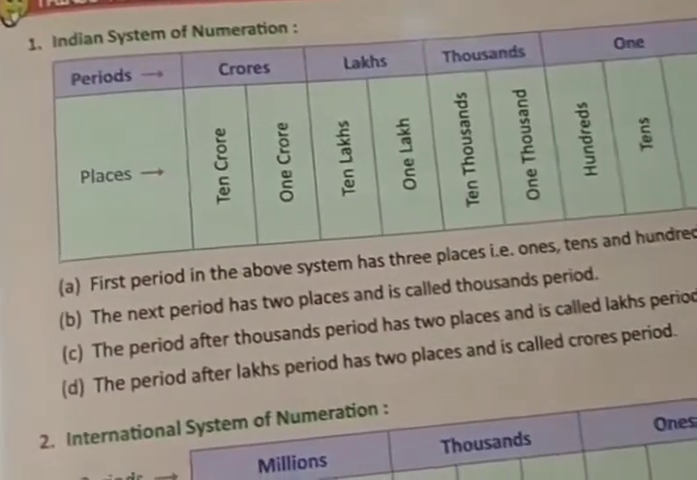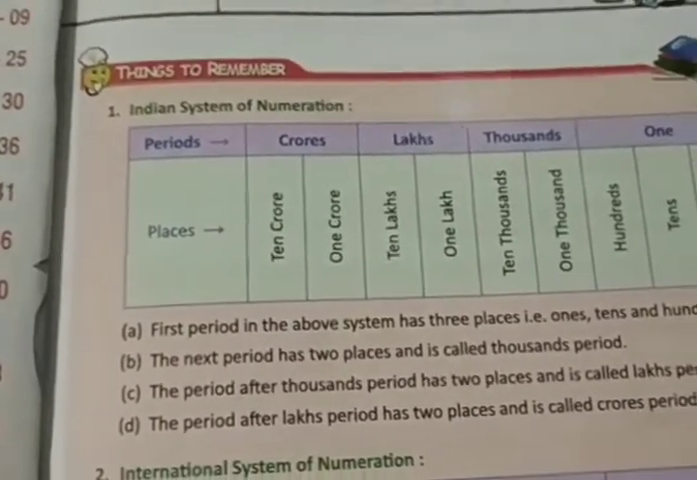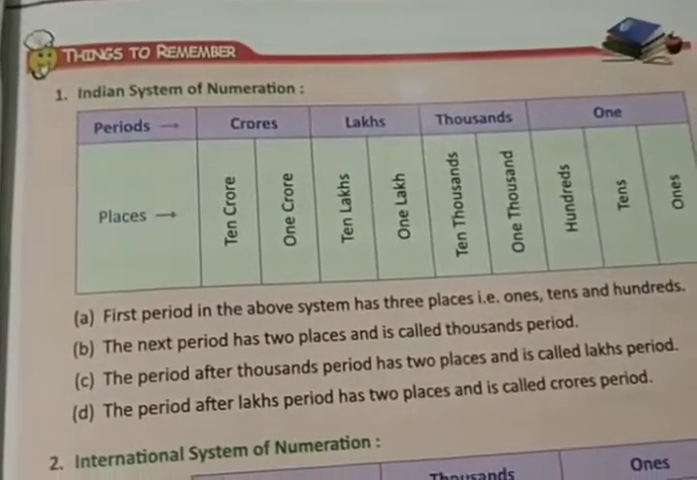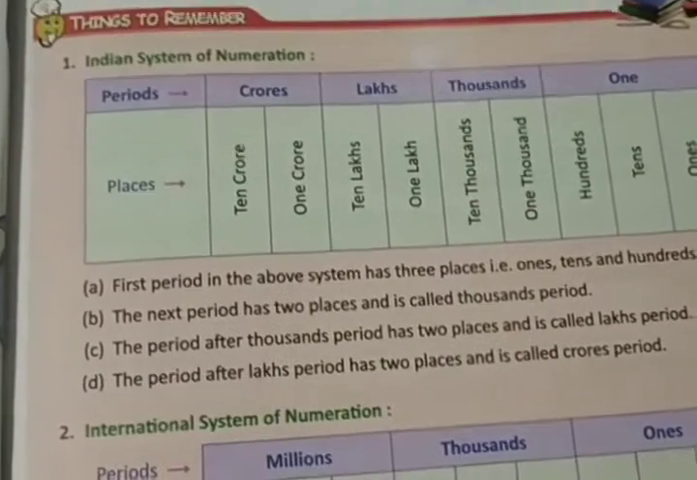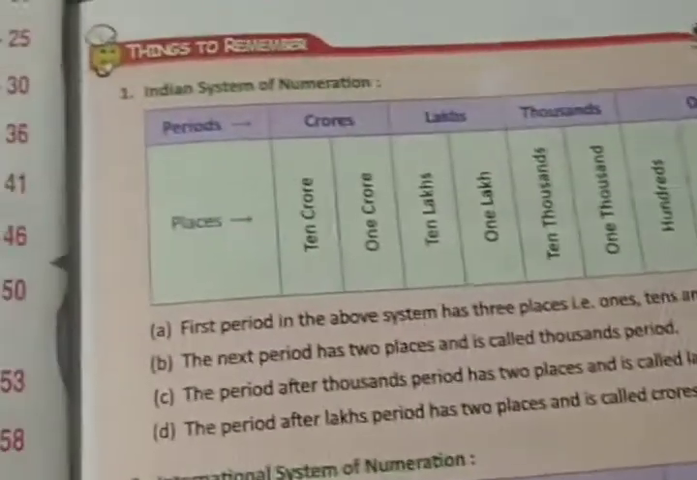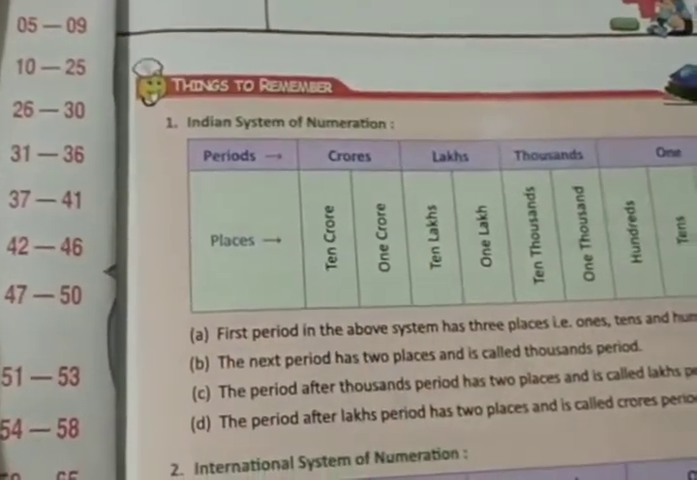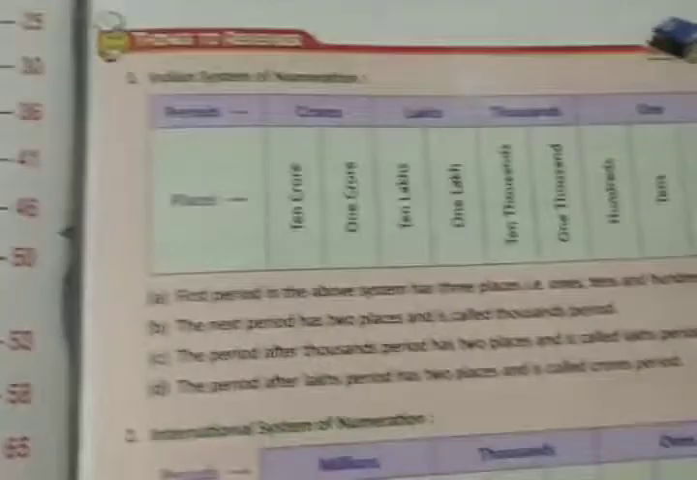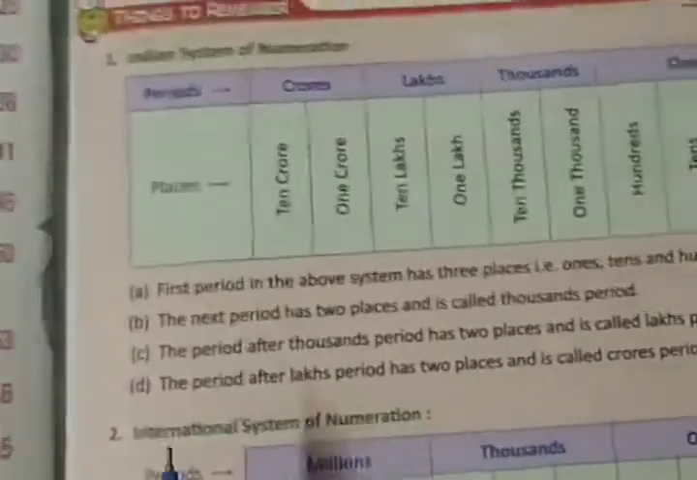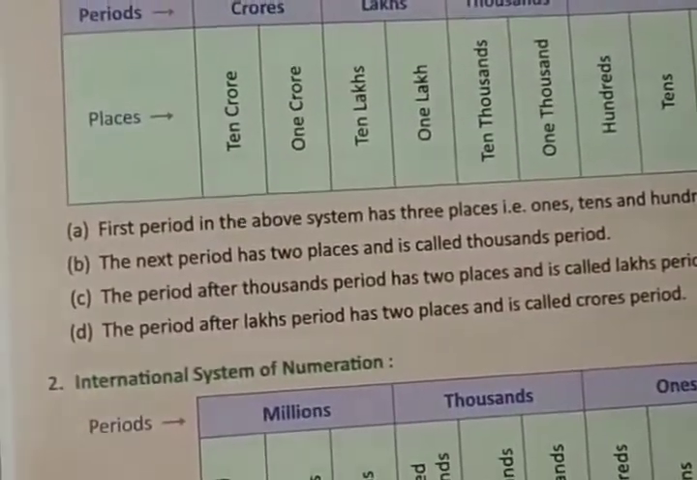All these things that you have done for 5-digit numbers are done to the numbers of 6-digit, 7-digit, 8-digit and 9-digit in a similar way. The only thing is the places and periods will be different. So this is the Indian system of numeration. You also have the international system of numeration, which is different from the Indian system of numeration.